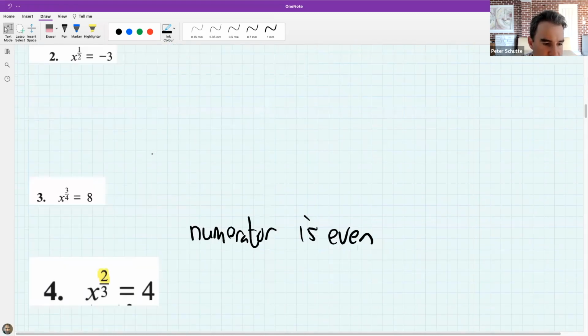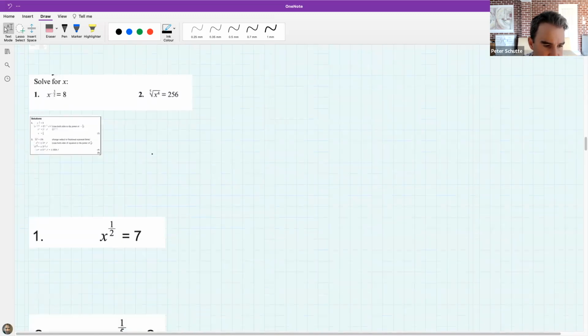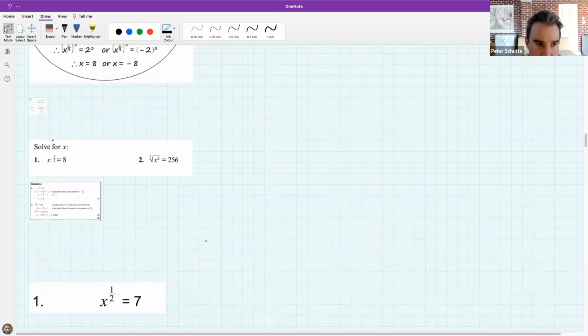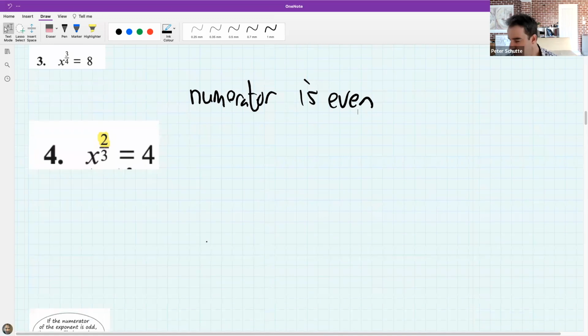And you'll notice that I had, what did I have down here? I had a 1/3 where it was an odd number. When you have a situation where the numerator is even, your exponential equation is going to have two answers. Okay, it's going to have two answers. And I just want to show you how that's a little bit different.